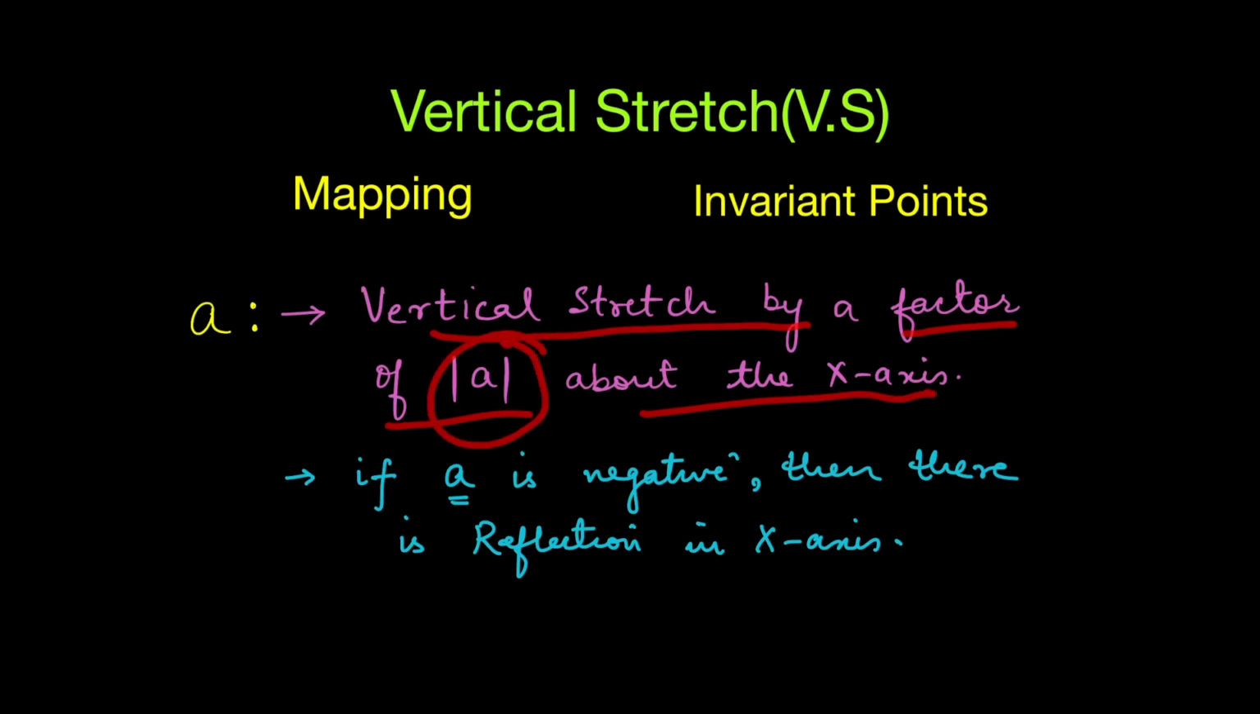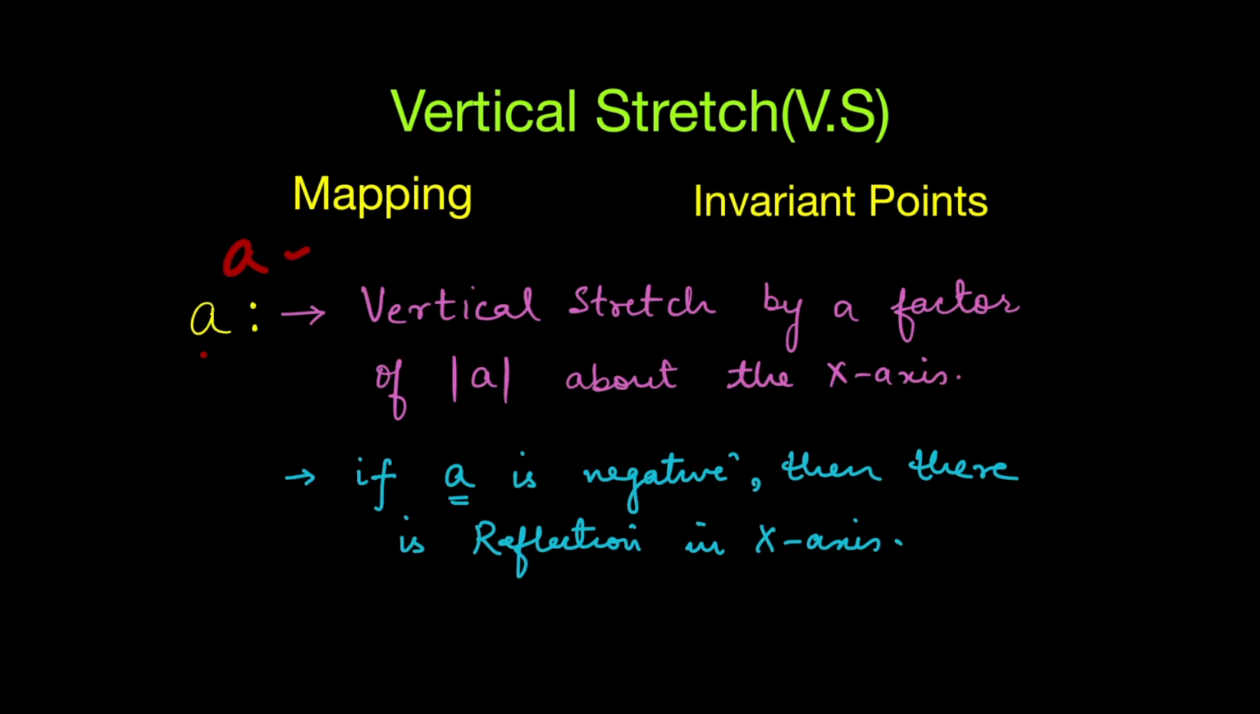So why do we write absolute? Because if a is something positive, let us say 2, then this will not be required, it will be just 2 about the x-axis. But if a is something negative, say -3, we will take the absolute value of -3, which will be 3. So that is why the absolute is a must. Whenever we describe any stretch or any translation, we never write a negative here. If a is -3, we'll write vertical stretch by a factor of 3 about the x-axis.